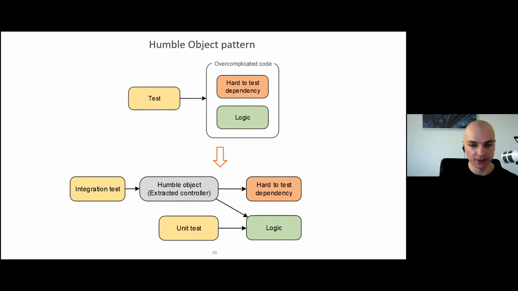After this split, you can unit test the logic components separately from the hard-to-test dependency, and your tests will not be as painful to write as they would otherwise. So here on this diagram, the humble object is the controller, and your integration tests will then cover this humble object or the controller, and your unit tests will cover the logic part of the split.